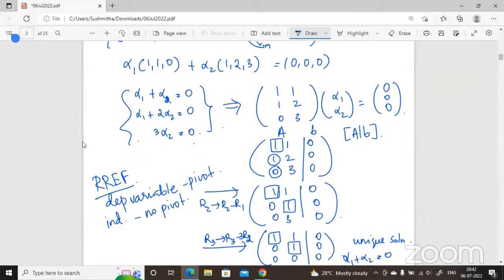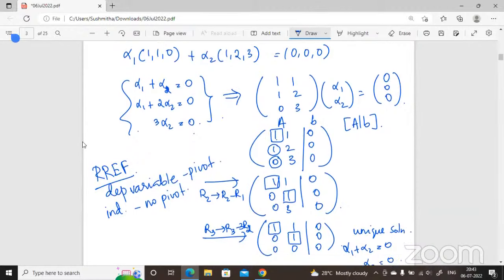So in this case, ma'am, we have infinitely many solutions? No, here we have a unique solution. There are only 2 variables and we have 2 dependent variables. So if the number of dependent variables is equal to the number of unknown variables, then we have a unique solution. And if they are not equal, then we have infinitely many solutions. Yeah, infinitely many or no solution based on the matrix. Here we have a homogeneous system, so definitely it will be infinitely many solutions.